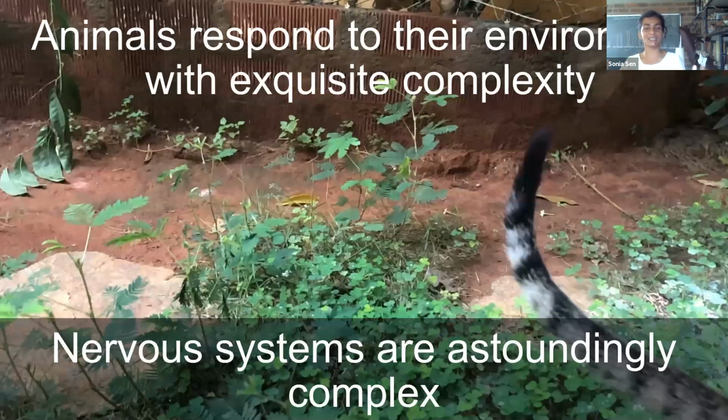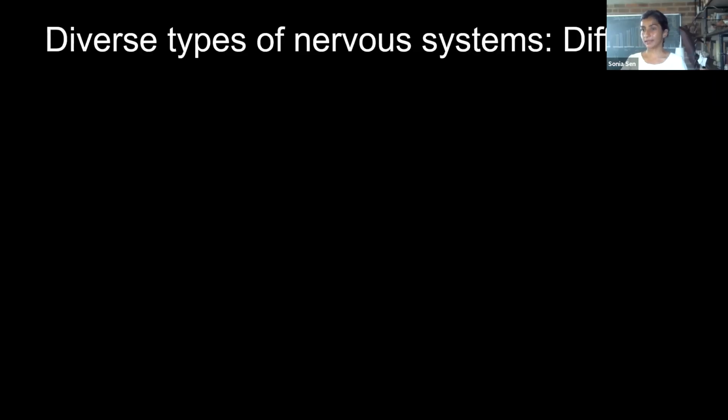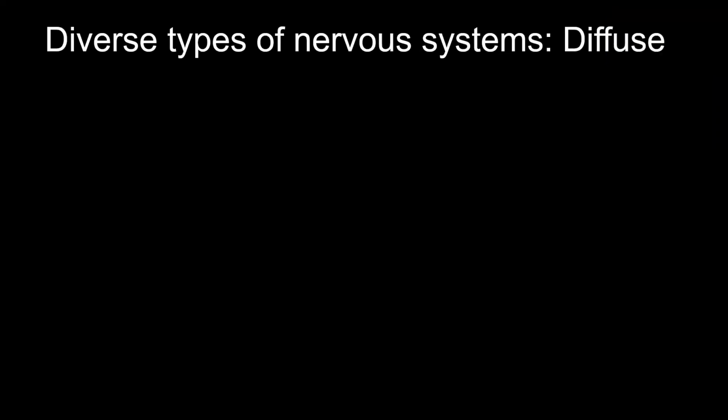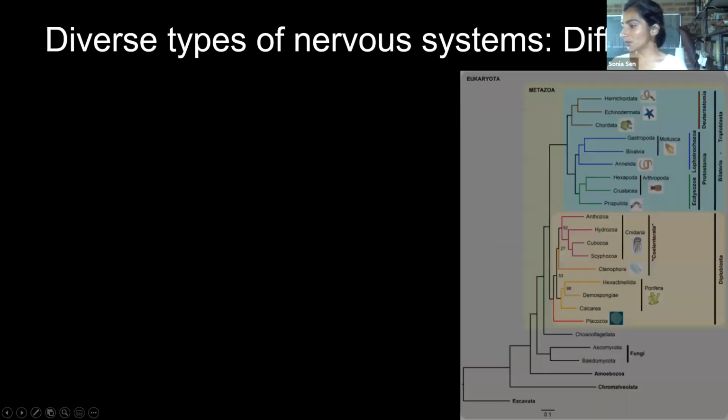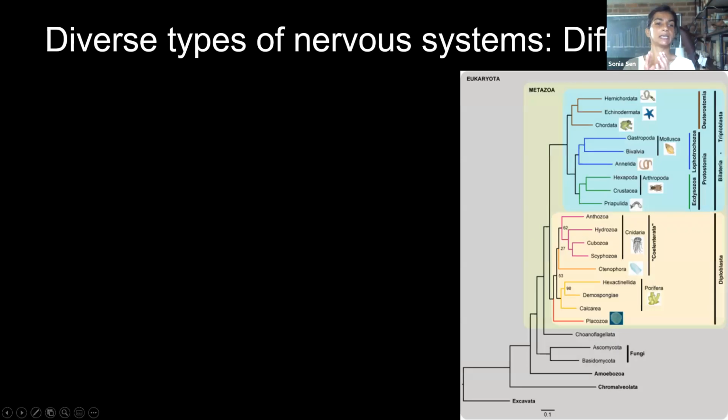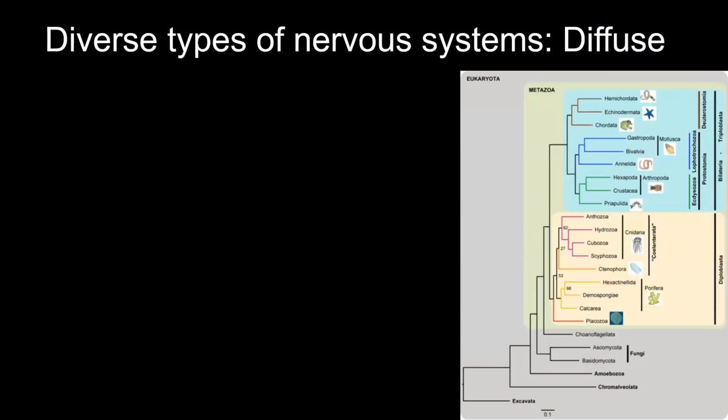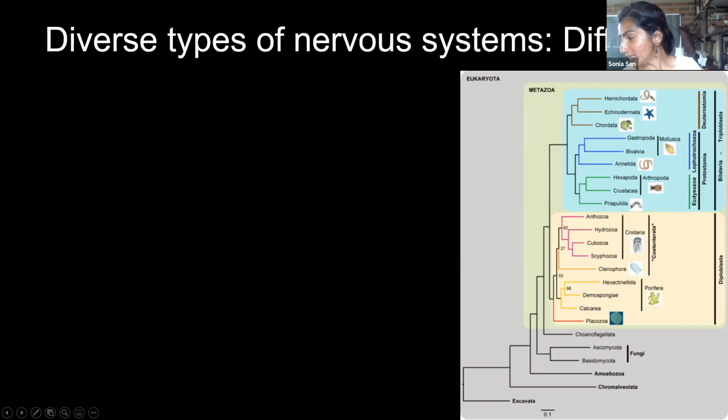Since I started off by talking about that tree of life, let's consider nervous systems as they evolved. There are many different kinds of nervous systems, and the earliest nervous systems were not that complex. They were what people refer to as diffuse systems. Here's that tree of life, and now we're zooming in to just that animal part of it. So here is the base of the tree of life.